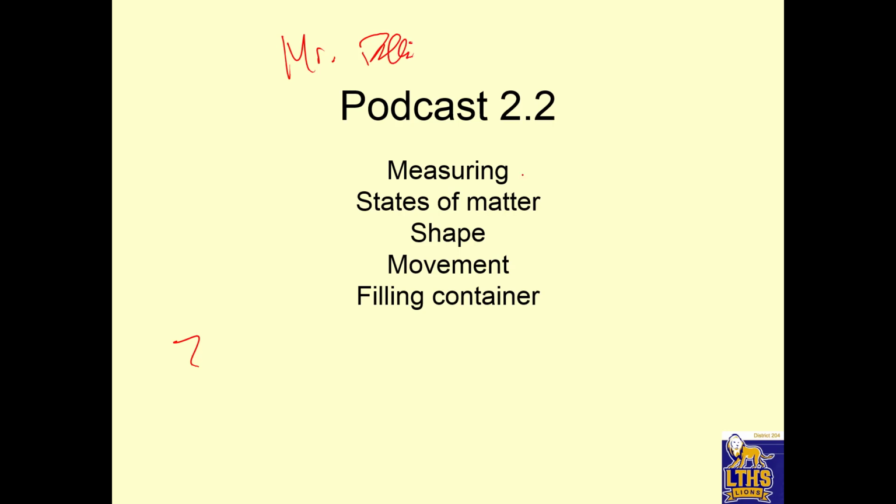We're going to talk about measuring. Make sure we get the extra decimal compared to what we're used to. States of matter, shape of the states of matter, movement of states of matter, and filling a container of states of matter. That's it. Let's boogie.